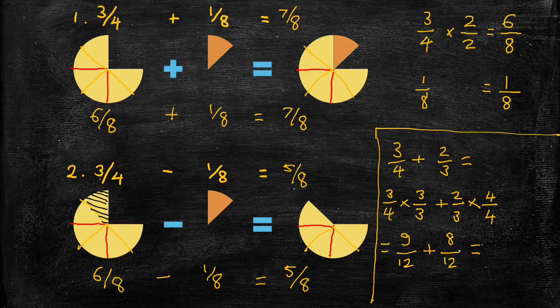So 9 plus 8 comes to 17. So 17/12. And if I express that as a mixed fraction, I'll have 1 whole, so 12/12, plus 5/12 left over. And we typically just write that without the plus sign, 1 and 5/12. So that's some tips on working with adding and subtracting fractions.